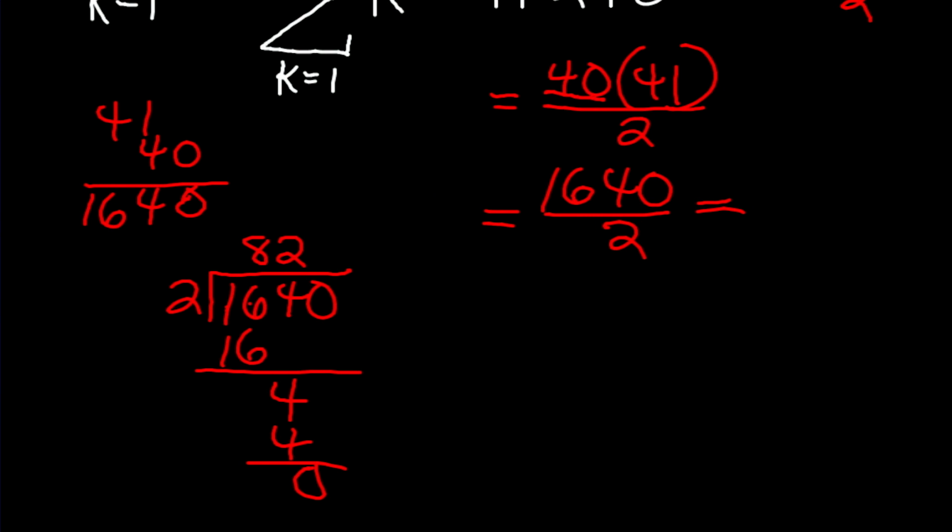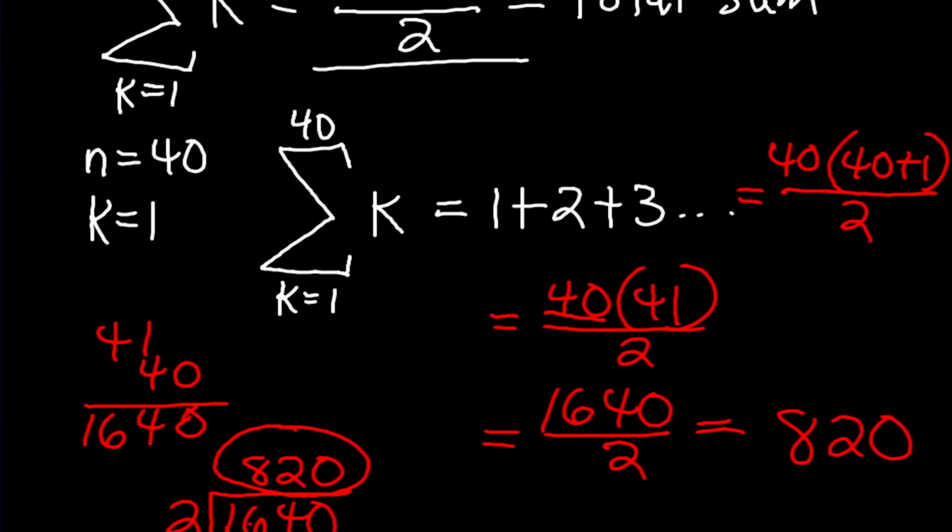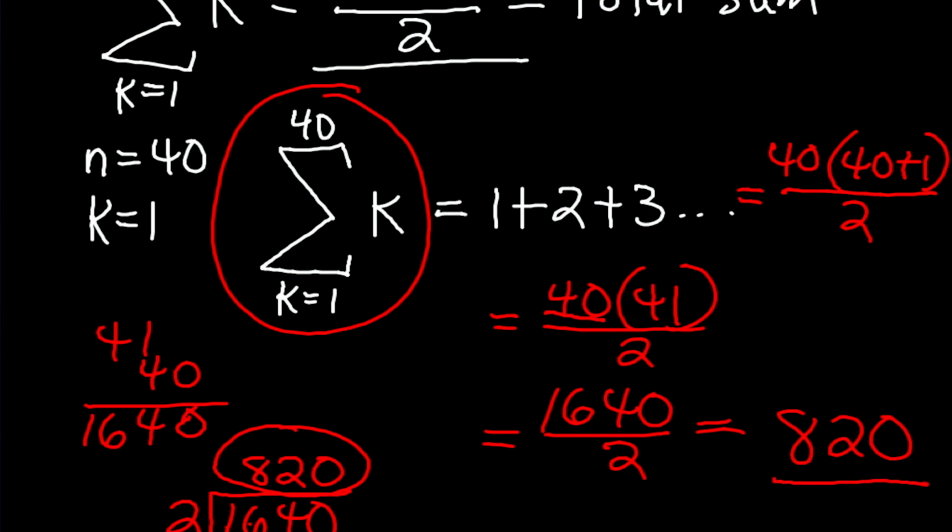Bring down the 0, the next term. Well, 2 won't go into 0. It'll go 0 times. So 0 times 2 is 0. So it works out evenly. When I divide 1,640 by 2, it's going to give me 820. And what that means is that if I take this sequence and add up all 40 terms of it, the total is going to be 820.